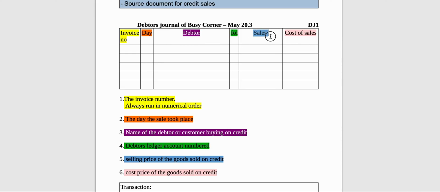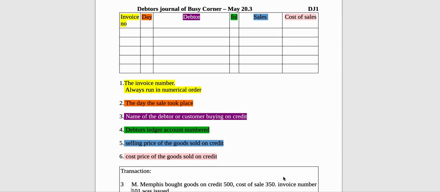Sale. In the sale column, what you record in here is the selling price of the goods that are sold on credit. Okay, so the selling price, the price at which we sold the goods for. Okay, and then the last column, which is the cost of sale, that's where we record the cost price of the goods sold on credit. So those goods that we sold on credit, we want to know how much they have cost us, the business. Okay, so you write the cost price of those goods in this column. Okay, so I have an example here.